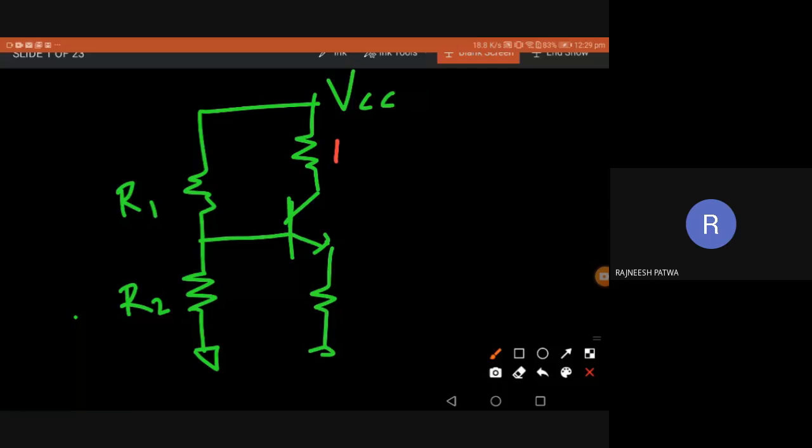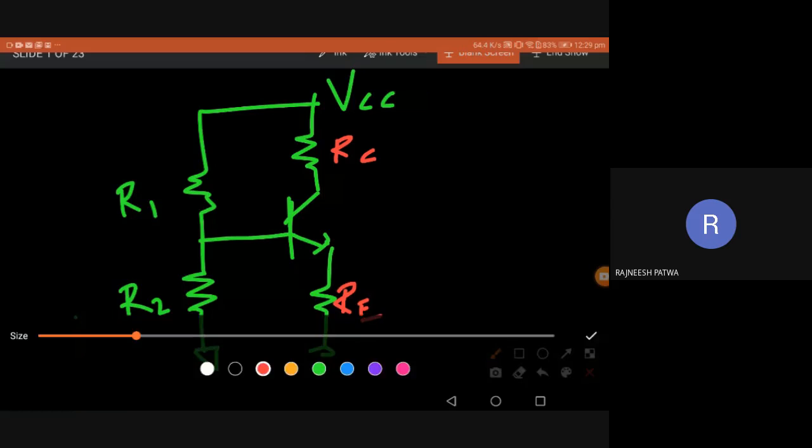So RC, this is RE. This is beta dependent. We have discussed how to calculate this circuit. How do we calculate it? Let's start.